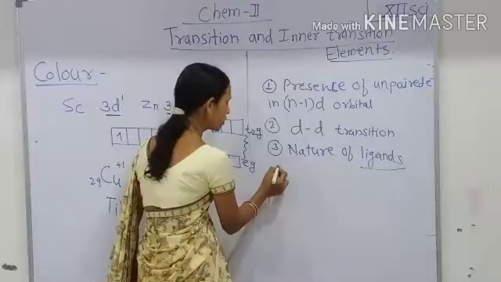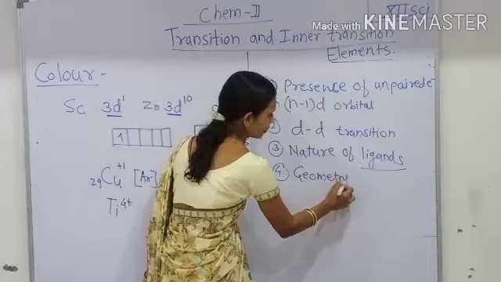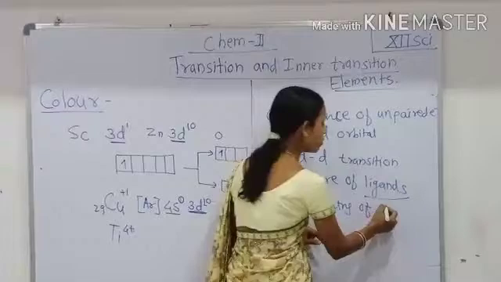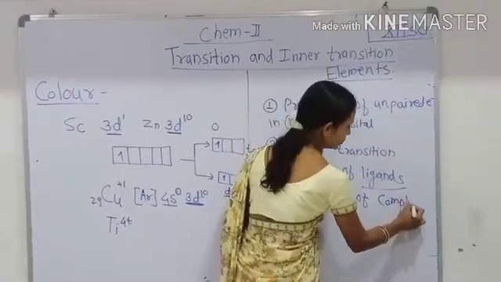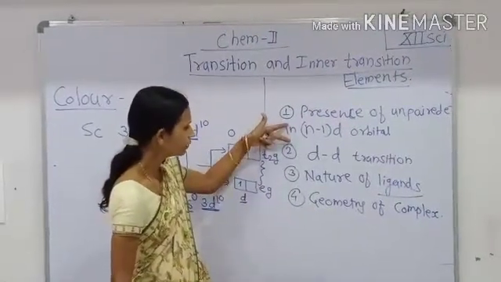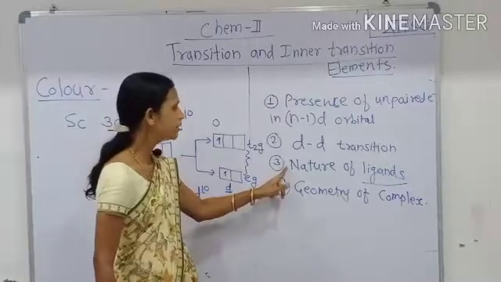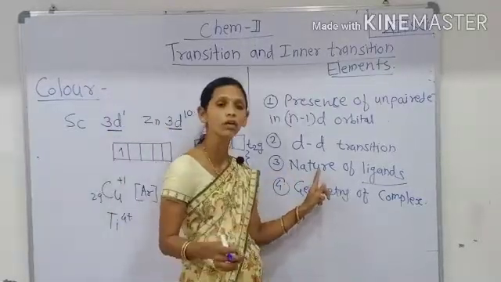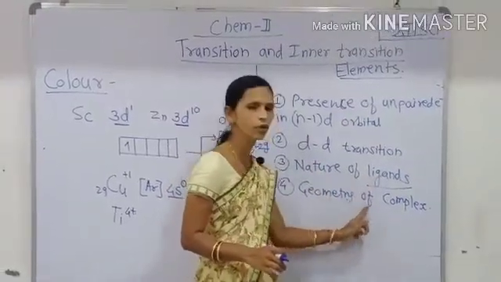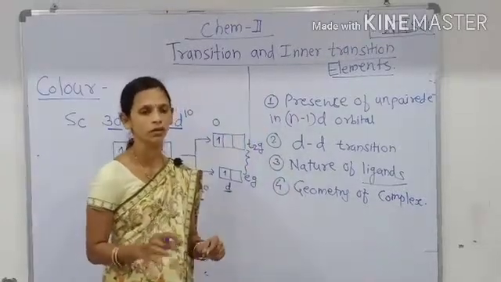And one more reason is geometry. All of you have studied that. Geometry of the complex or compound. These two points I have discussed before. Now we will discuss how the color of the compound depends upon the nature of ligands and geometry of the complex. Then we will explain one example.